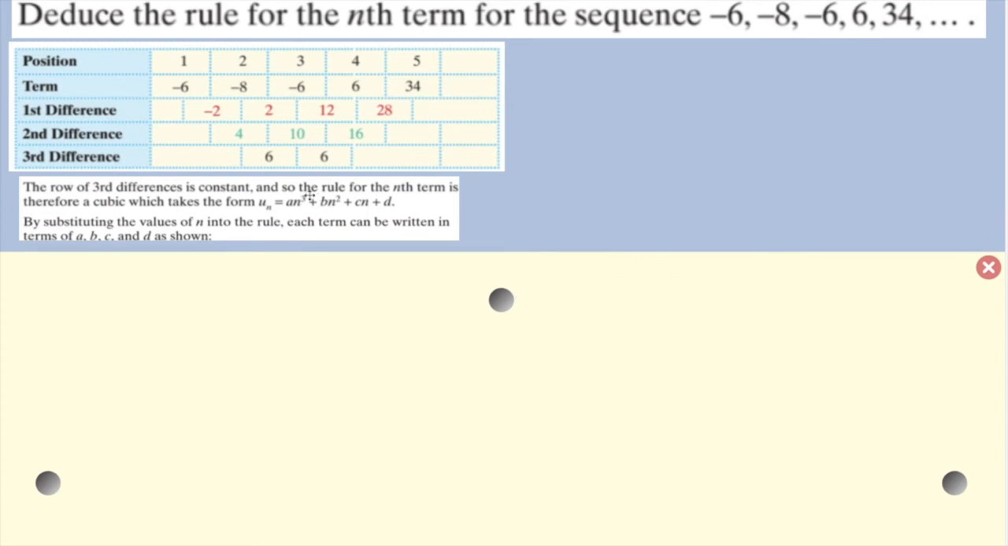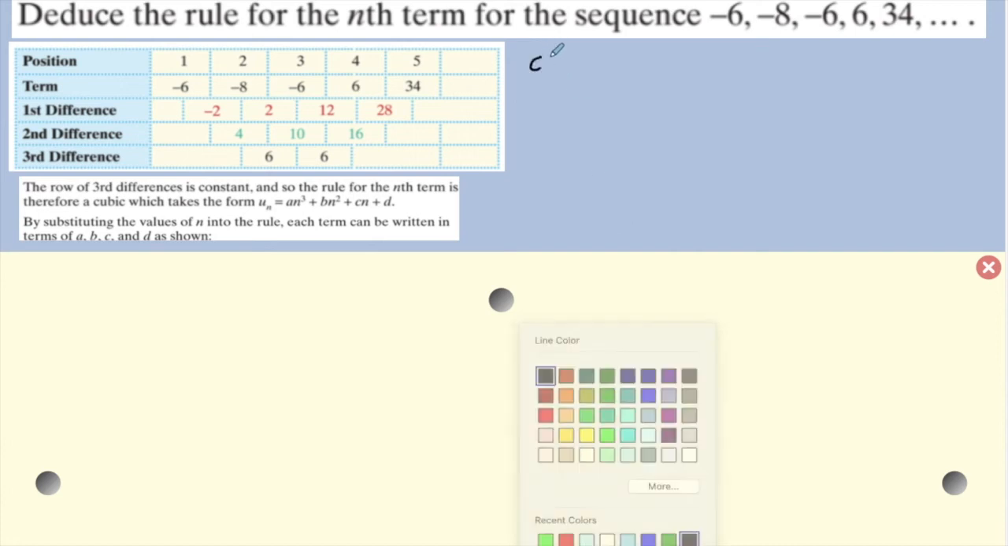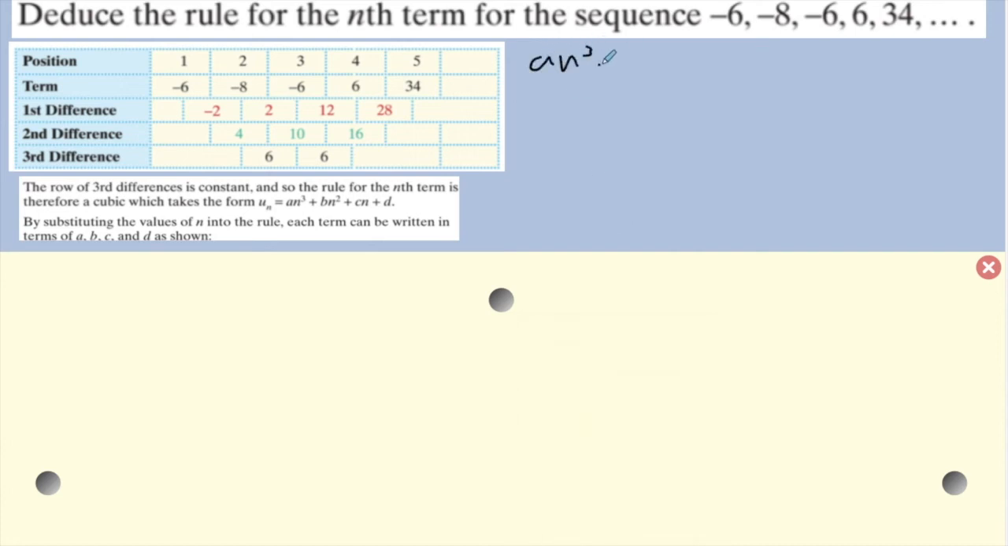So our rule here is therefore a cubic which takes the form u sub n is, I'll write that a bit bigger, I know it's quite small, a n cubed plus b n squared plus c n plus d. So hopefully you can see a pattern now from our first arithmetic one, to our quadratic, and now our cubic with a power of 3.